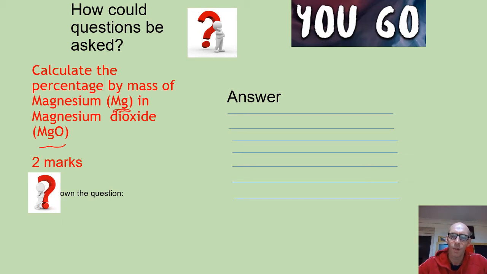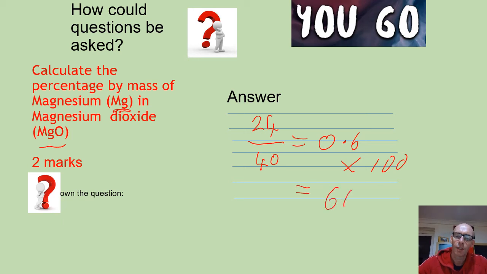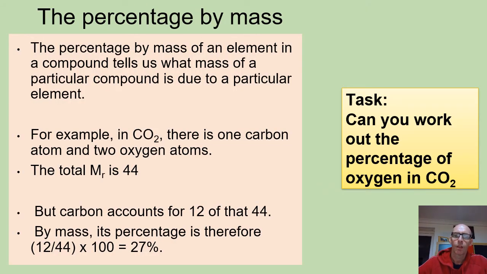Okay, so hopefully you got magnesium was 24 and magnesium oxide that you divide it by in total is 24 plus 16, which is 40. And that gives you a total, when you divide it, of 0.6. Then you times that by 100, and then you got 60%. So if you end up with a block of magnesium oxide, you know that 60% of it is magnesium, and therefore 40% of it is oxygen.